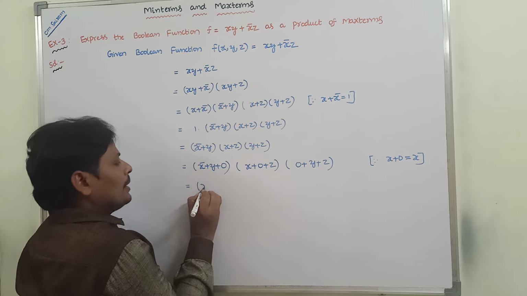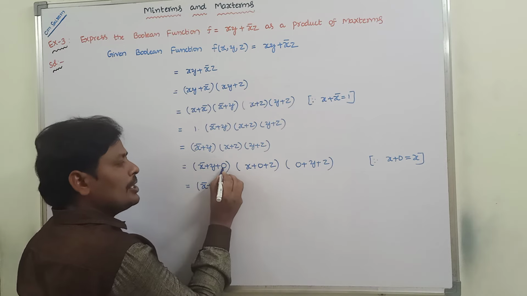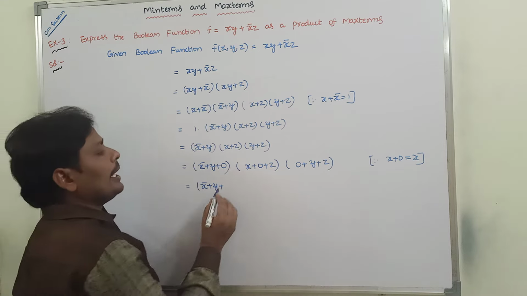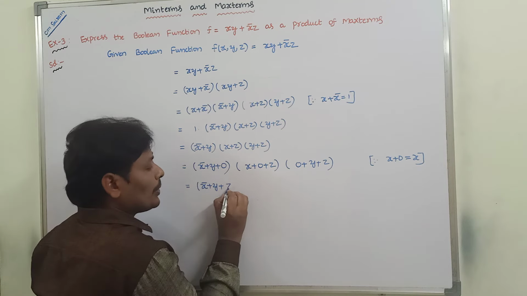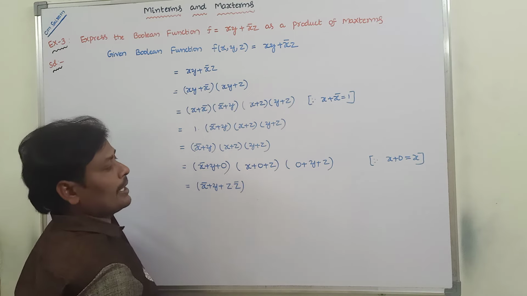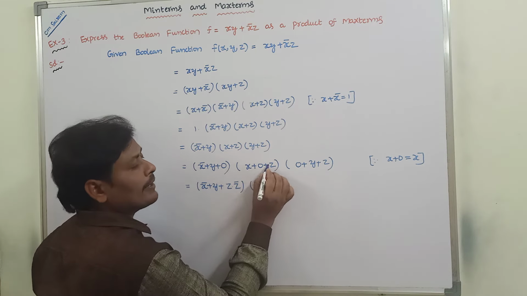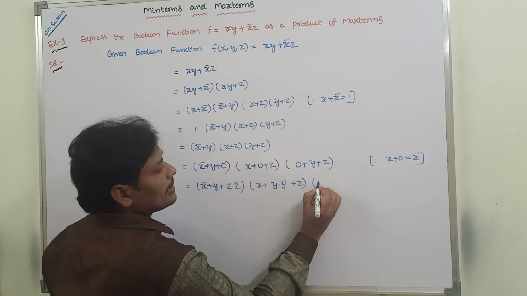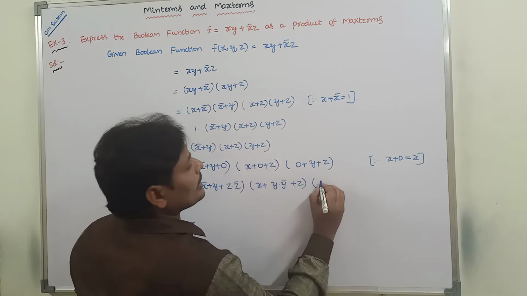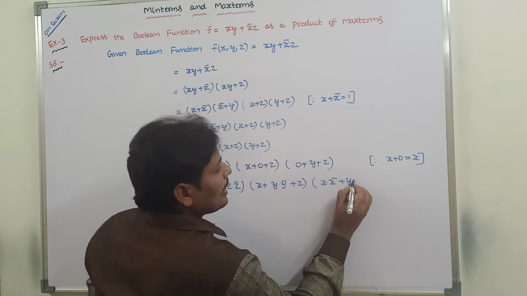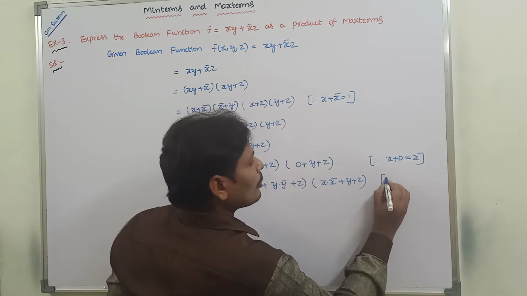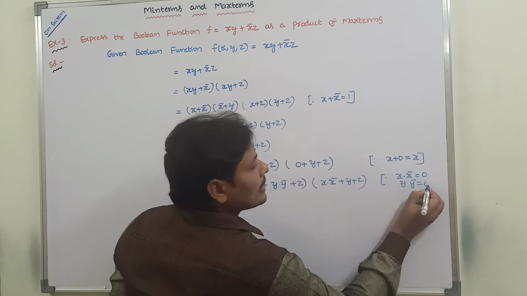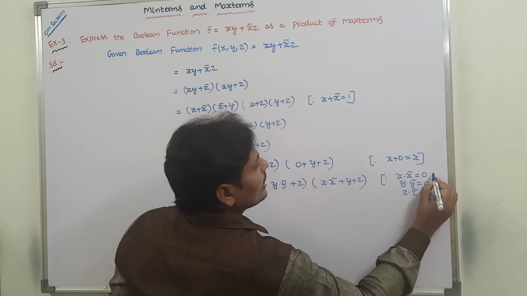Now in x bar plus y, the 0 can be rewritten as the product of the missing variable and its complement. Here what variable is missing? z. So the product of the missing variable and its complement, z z bar. Here in x plus z, the missing variable is y, so y y bar plus z. Next, here the missing variable is x, the product of variable x and its complement, x x bar plus y plus z. We already know that x into x bar is equal to 0, y into y bar is equal to 0, and z into z bar is equal to 0.